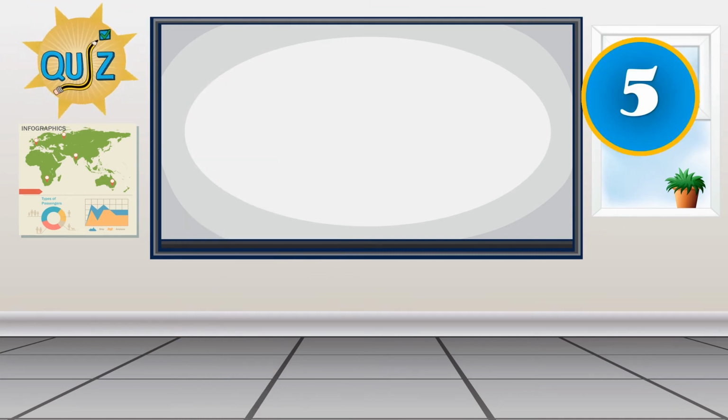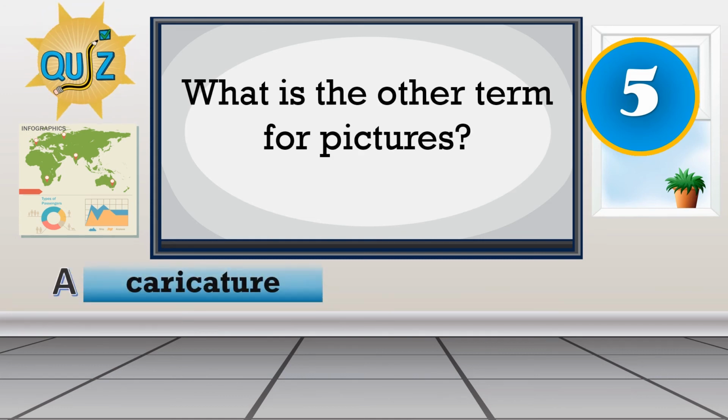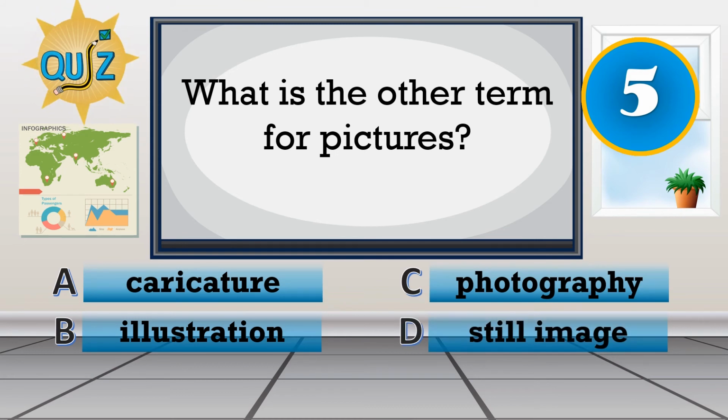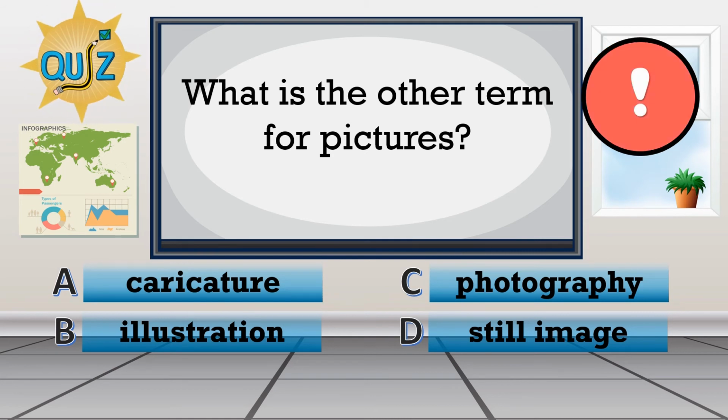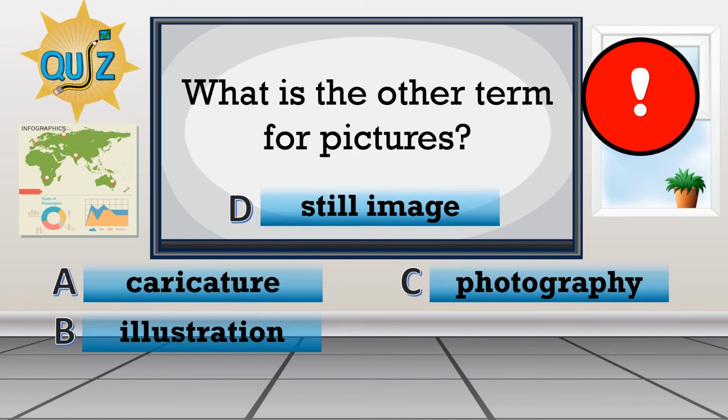Let's have number 1. What is the other term for pictures? A. Caricature, B. Illustration, C. Photography, D. Still image. Write your answer in 5, 4, 3, 2, 1. And the correct answer is letter D. Still image.